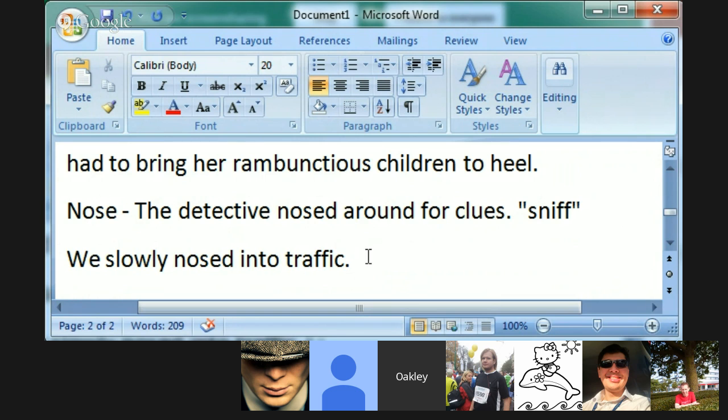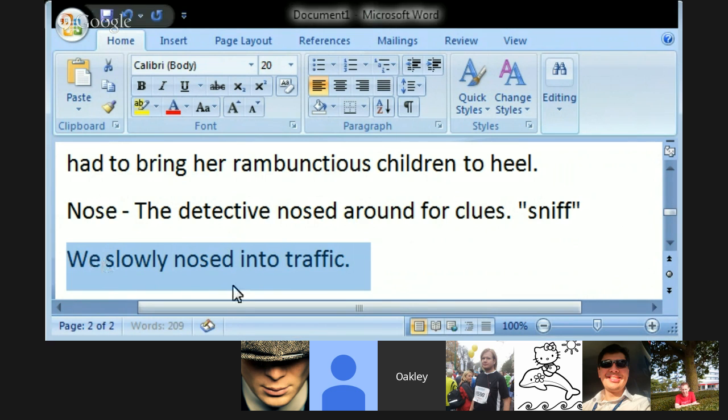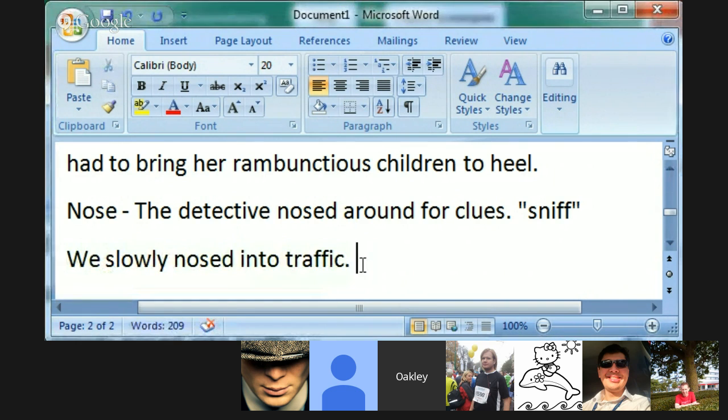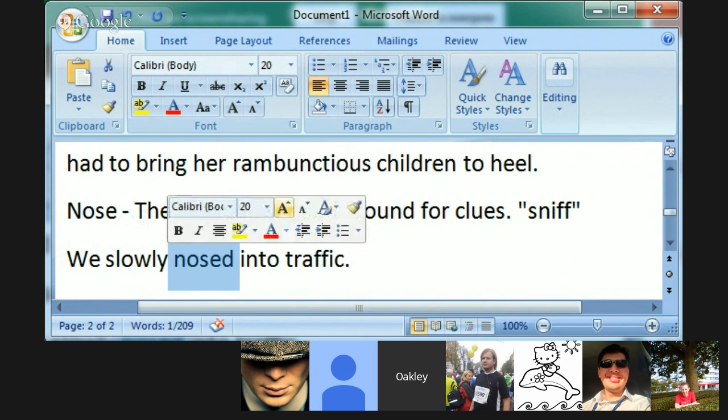Frankly, if you came here to where I live in the Philippines, this is the way people drive. No one pays any attention to stop signs or traffic lights or anything. You just slowly push your way into traffic. That's the way it's done here. But yes, this is quite common. That action of slowly moving into a street from a parking lot or from a side street is nosing.